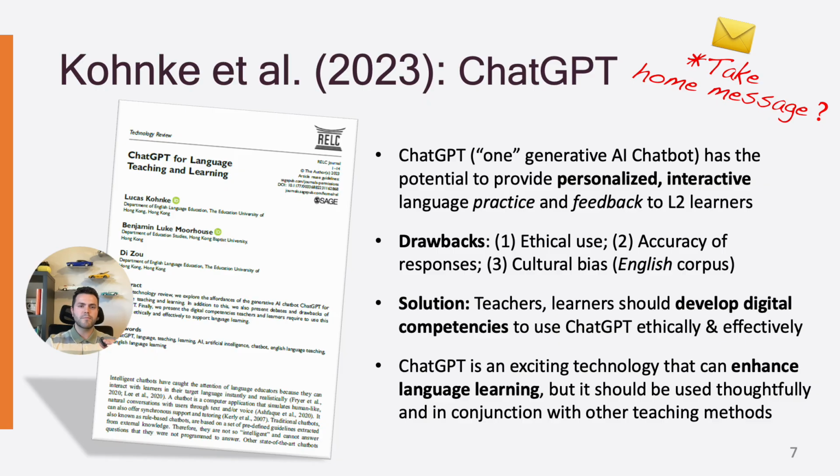They mention three main concerns. First and foremost, ethical issues like data privacy and plagiarism. Next is accuracy. As we all know, AI-generated responses may not always be reliable. And finally, cultural bias. ChatGPT is largely trained on English-based sources, and that might reflect a limited cultural perspective as well as perception. So, what's the solution?